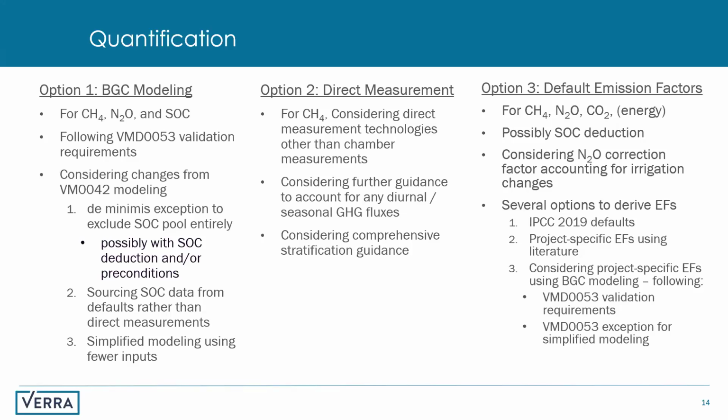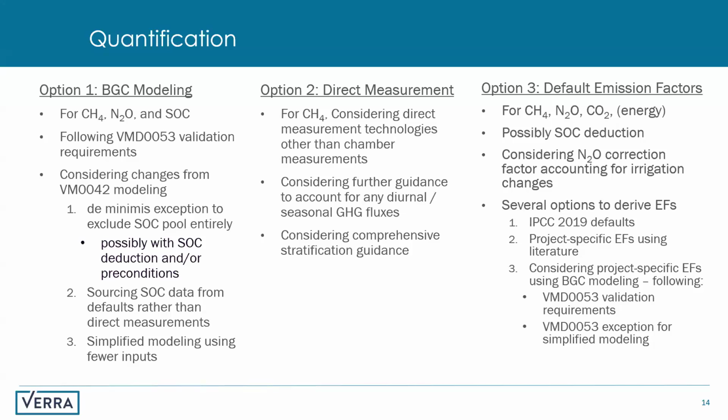Next, we're looking at sourcing SOC data from defaults rather than direct measurements. So those of you familiar with biogeochemical modeling know that typically there's a requirement to have direct measurements for soil used to spin up, calibrate, and validate the model. So we're exploring whether that's critical or whether as an alternative we could use default SOC and bulk density and other data to achieve that model spin up, calibration, and validation.